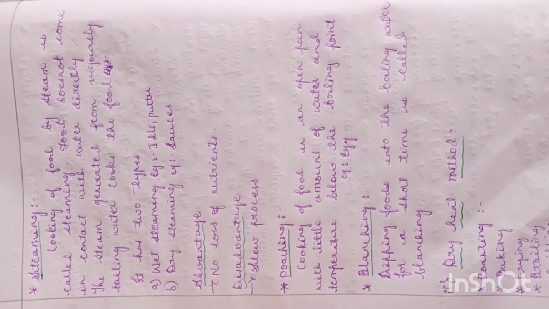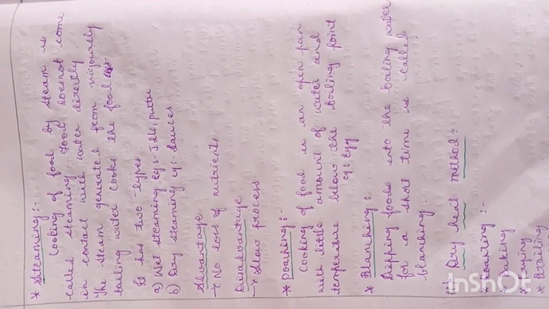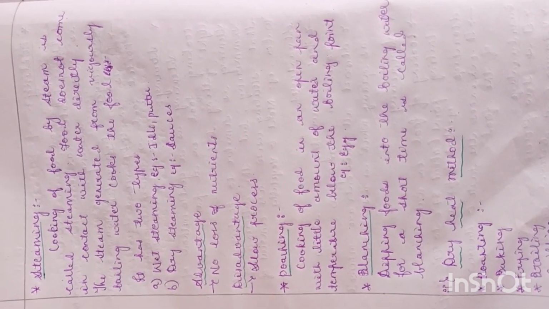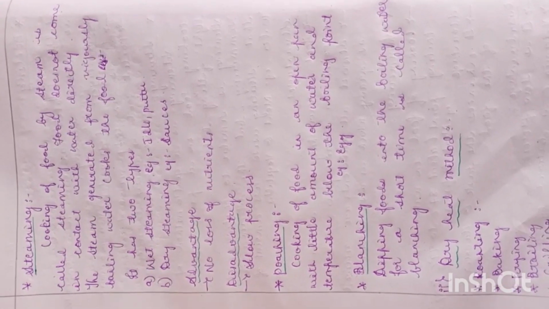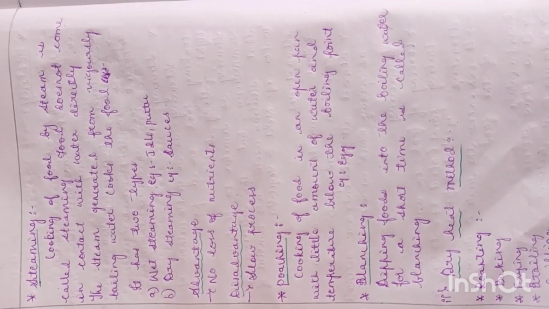The next one is steaming. Cooking of food by steam is called steaming. Food doesn't come in contact with water directly. The steam generated from vigorously boiling water cooks the food. It has two types: wet steaming and dry steaming. Through wet steaming, idlis and puttus are prepared. Through dry steaming, sauces are prepared. Advantage is no loss of nutrients and disadvantage is it is a slow process.